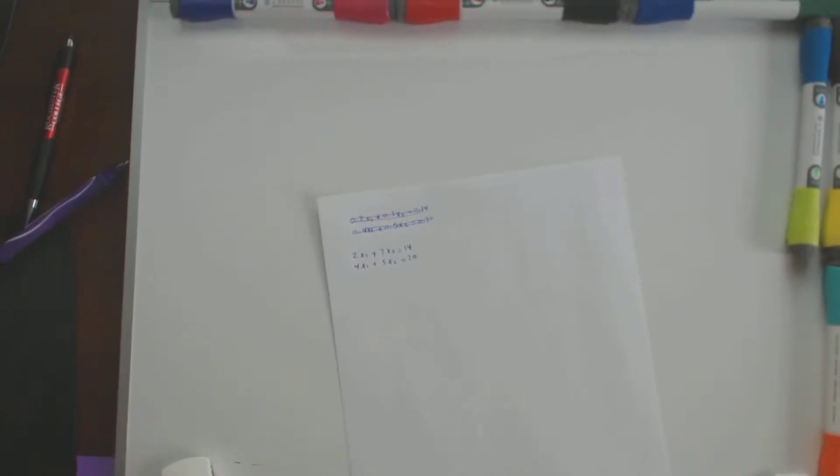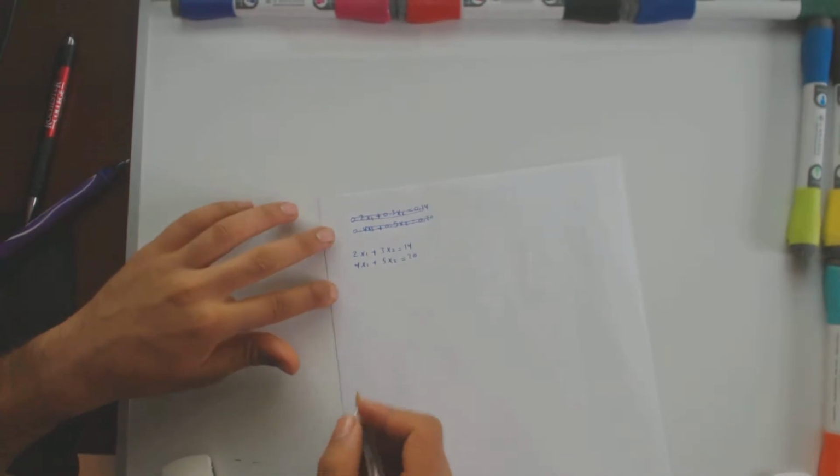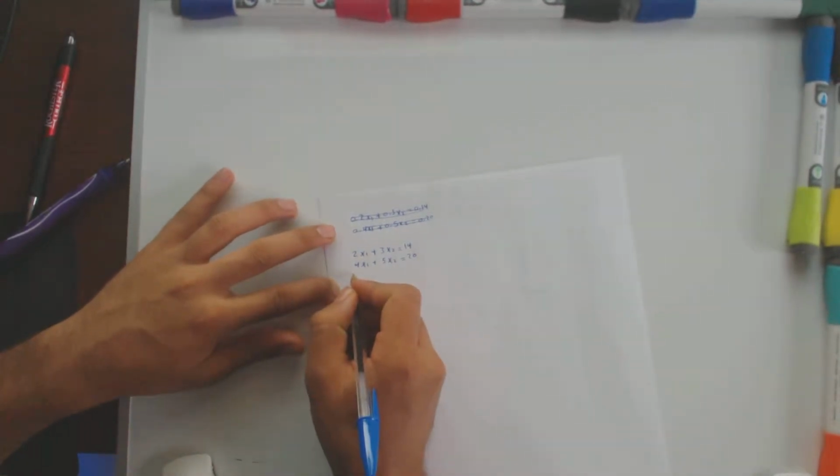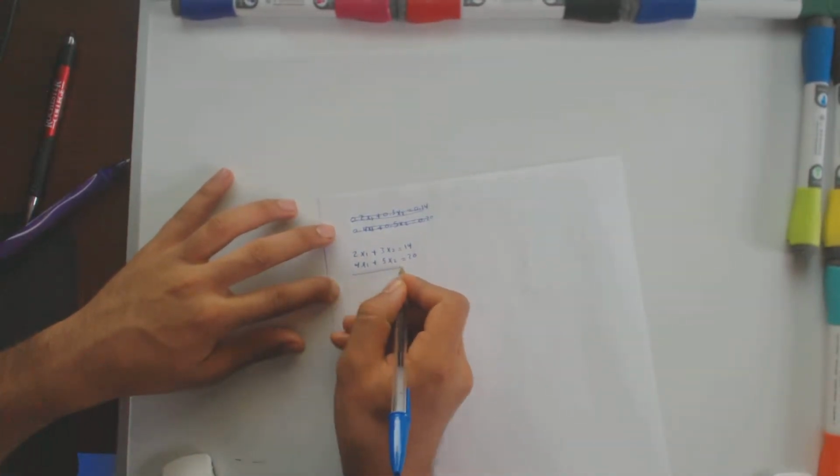What's up guys, in this video I will show how to determine the system of equations using either reduced row echelon form or Gauss-Jordan elimination.